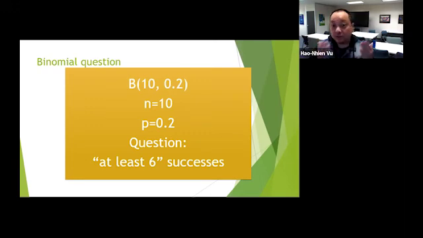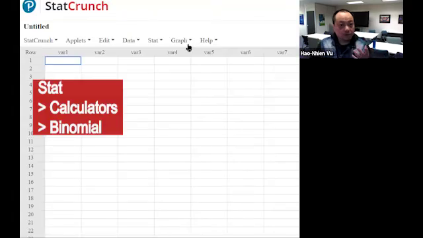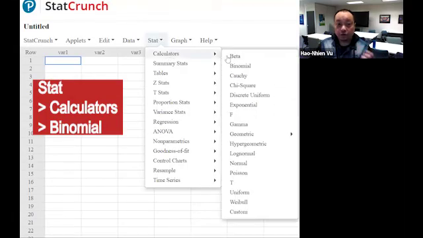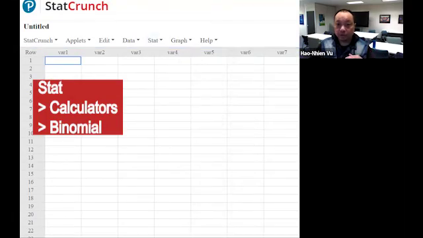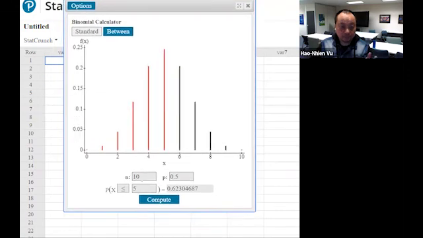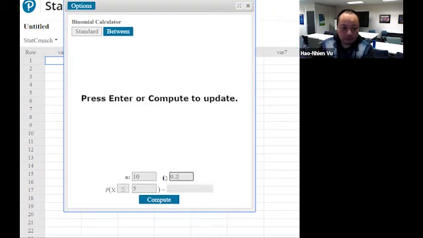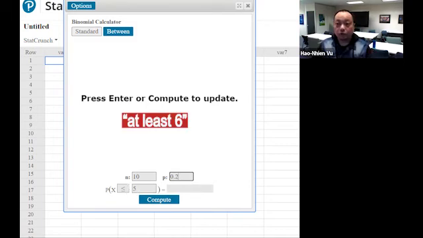It's binomial, so we still go to StatCrunch, Stat, Calculators, Binomial. We're still getting this window. And we're still using n equals 10, p equals 0.2. But now we need to change this math down here into at least 6. At least 6 means 6, 7, 8, 9, 10. So it's actually meaning X is greater than or equal to 6.